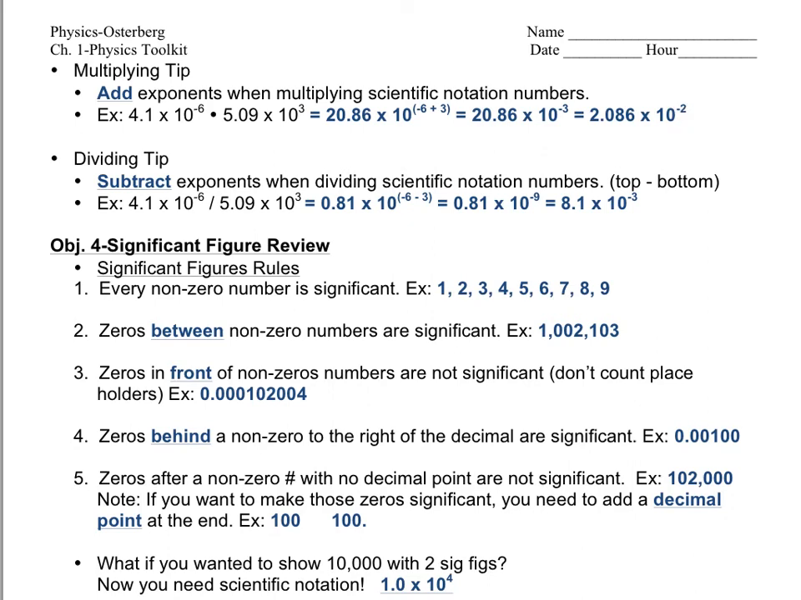Dividing, going through an example here, we have the same two numbers, now they're being divided. So you take the front two numbers and you divide them. 4.1 divided by 5.09 is 0.81. Then you have the two bases, and it says when you are dividing them with a similar base, you subtract the exponents. So you take -6 minus 3. Well, -6 minus 3 is like adding the two together, so -6 plus a -3. So you get a -9, and that won't work because that needs to be a number between 1 and 10. So you got to move the decimal between the 8 and the 1.